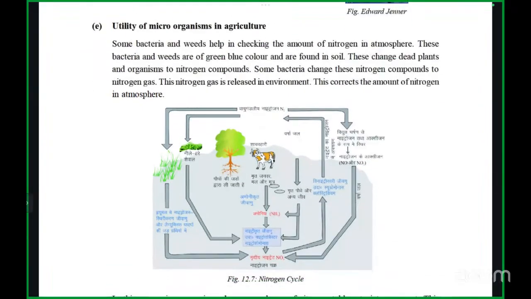Now, microorganisms, their utility in agriculture. What is the meaning of utility? Utility means importance. Some bacteria and weeds help in checking the amount of nitrogen in the atmosphere. These bacteria and weeds are of green-blue color and are found in soil. These change dead plants and organisms to nitrogen compounds. Some bacteria change these nitrogen compounds to nitrogen gas, and nitrogen gas is released in the environment.